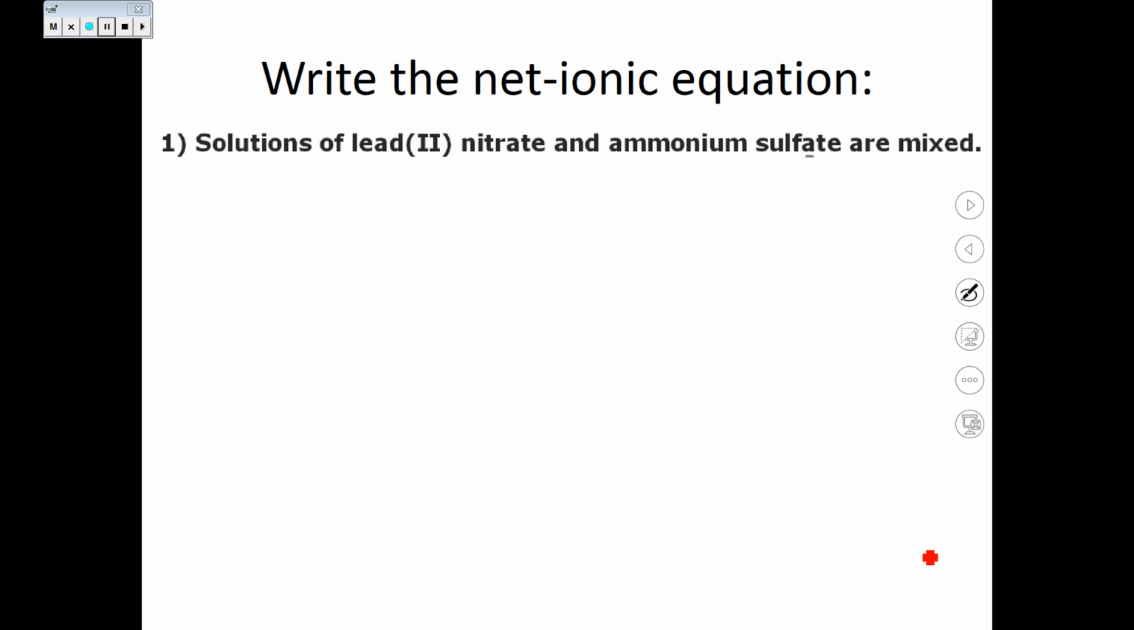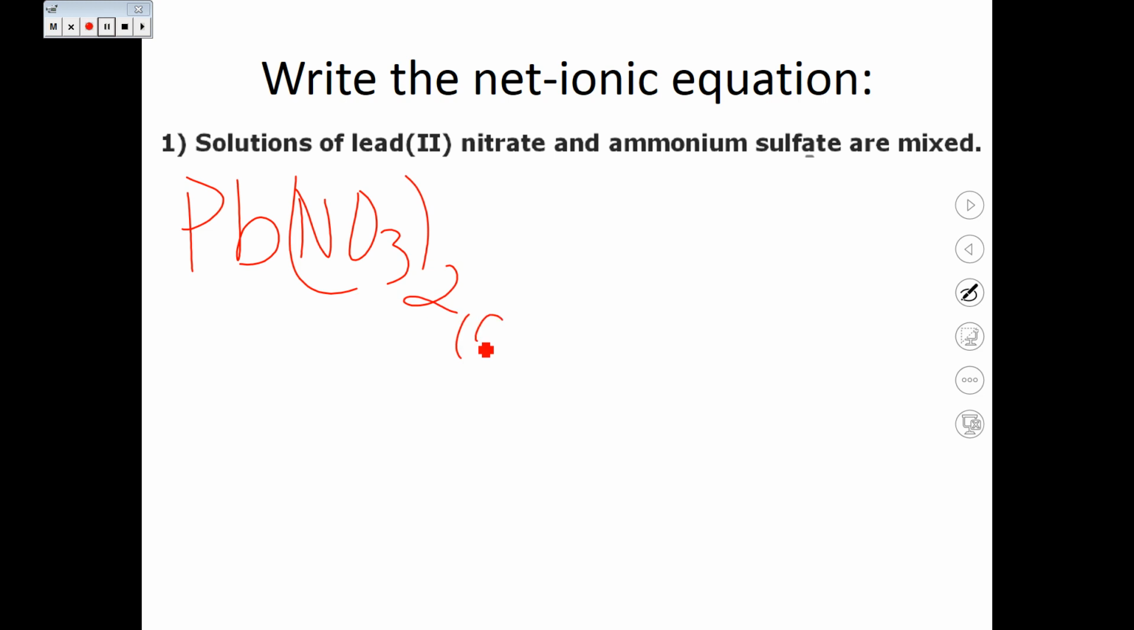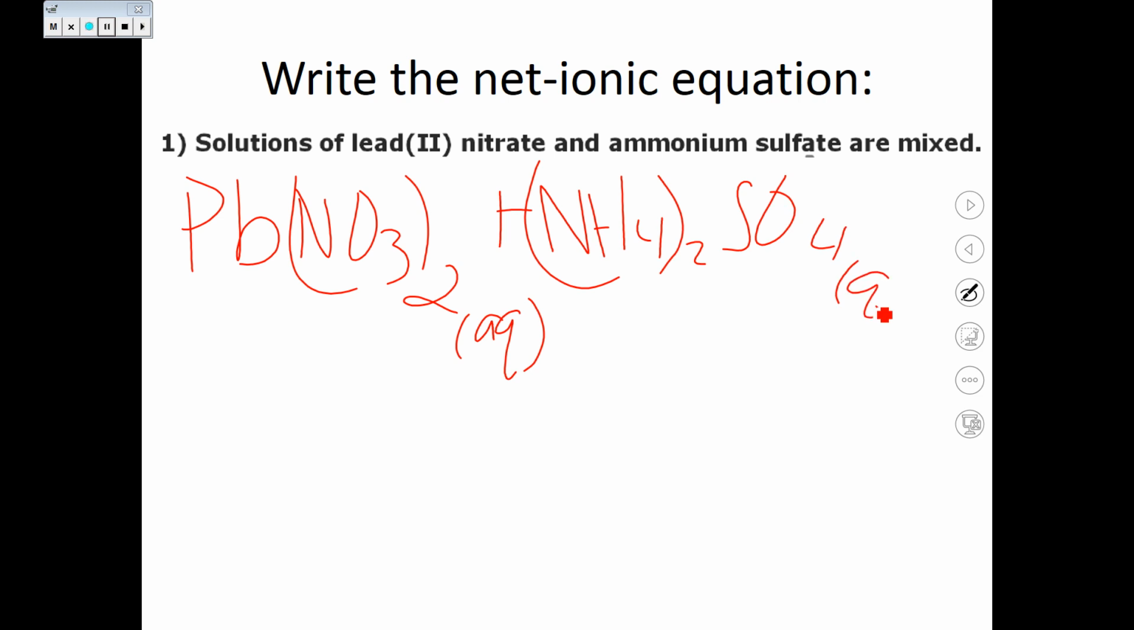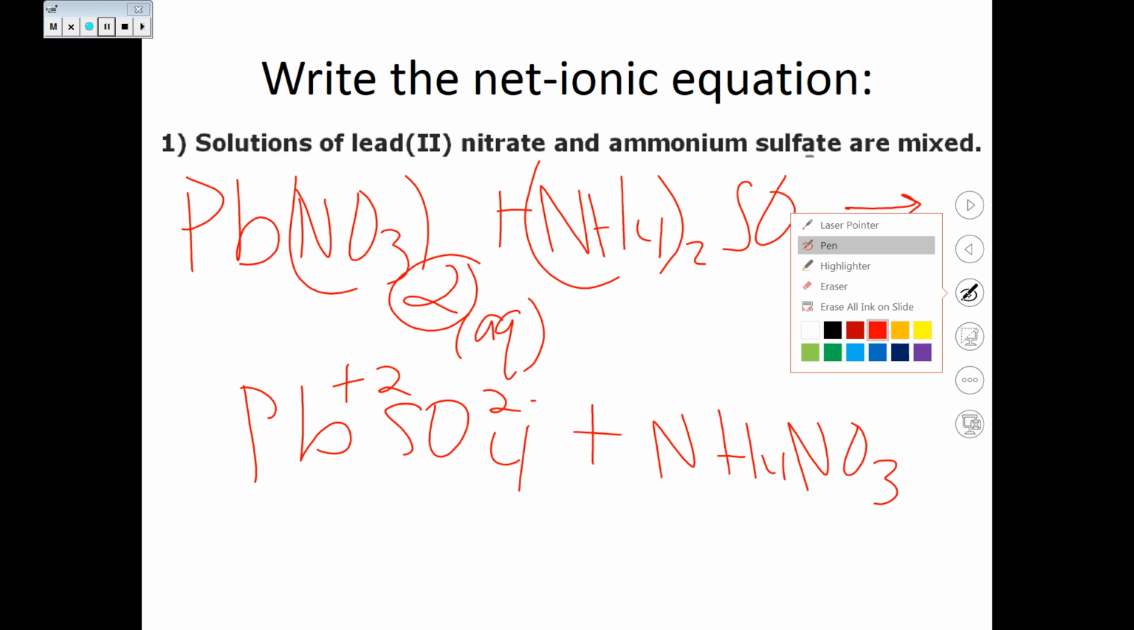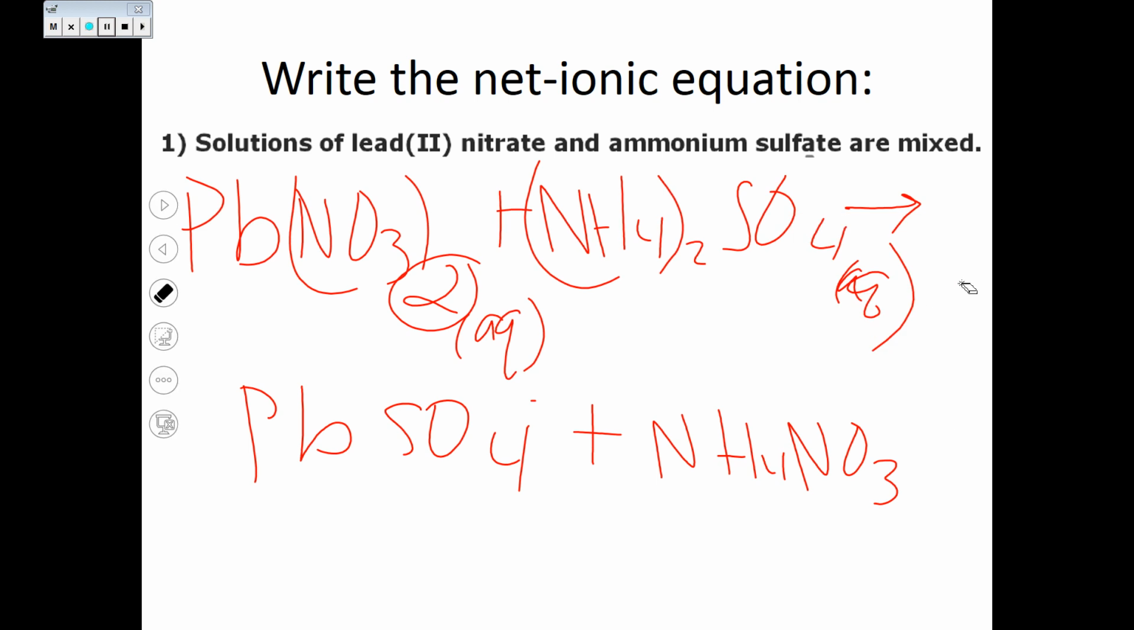So let's take a look at this. We have lead nitrate, which is going to be Pb(NO3)2 (aq), plus ammonium sulfate, which is (NH4)2SO4 (aq), and it's going to do a double replacement where the Pb and the SO4 are going to mix together, and the NH4 and the NO3 are going to mix together. Pb's oxidation number is 2. The 2 came from here. SO4's is also 2. So when they drop and swap, it's just going to be PbSO4 and NH4NO3.